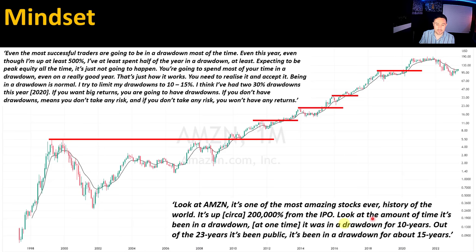Look at the amount of time it's been in a drawdown. At one time, it was in a drawdown for 10 years. Here it is, in a drawdown, building higher lows for 10 years. Out of the 23 years it's been public, it's been in a drawdown for about 15 years.